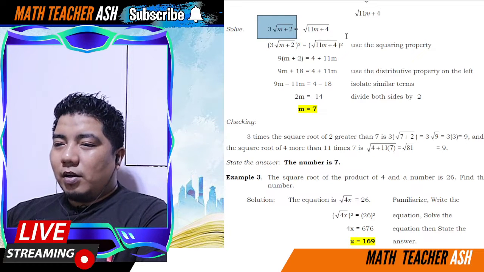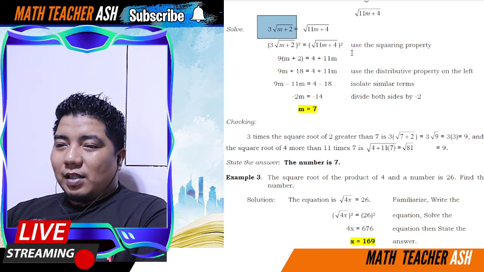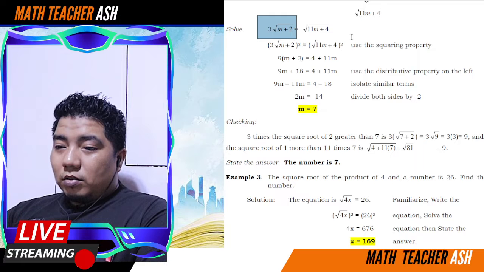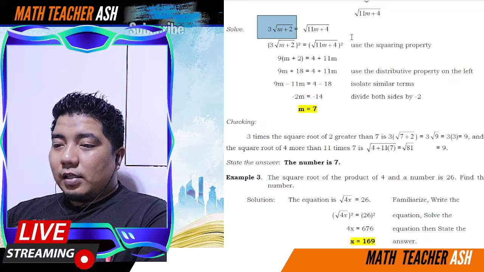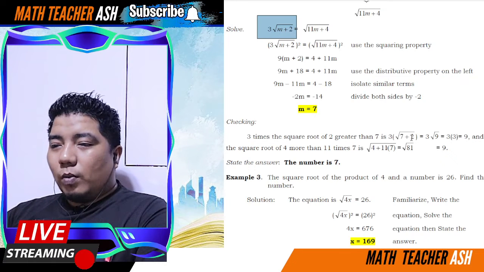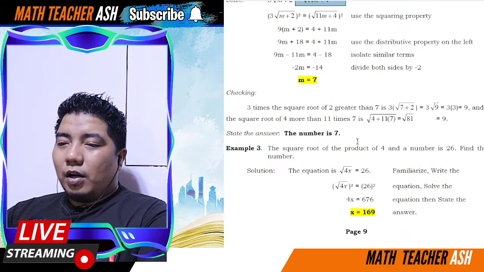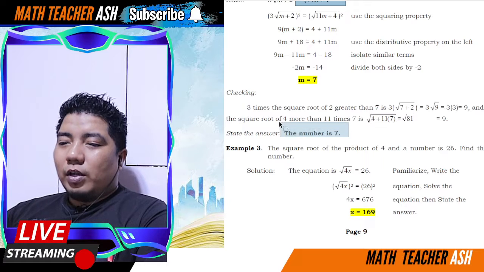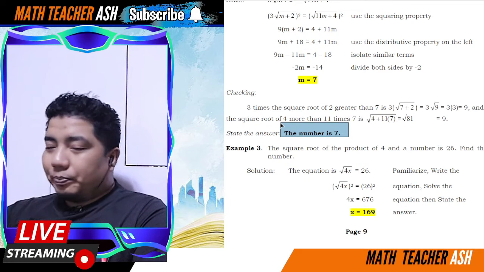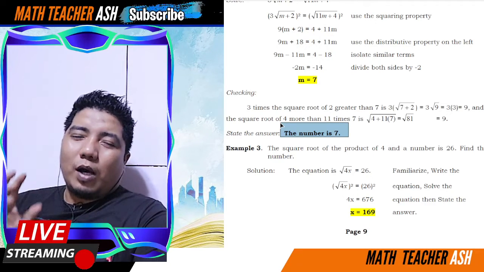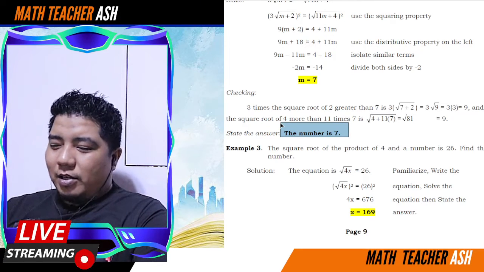Okay. So, how about here? 11 times 7, that is 77. 77 plus 4. Tama, di ba? Okay. 77 plus 4, that is 81. And square root of 81, that is 9. So, dito 9, ito din 9. So, therefore, the number 7 na nasolve mo is correct. Easy, right? Yes, easy lang talaga, my dear math learners, as long as you apply what you learned earlier in our discussion.